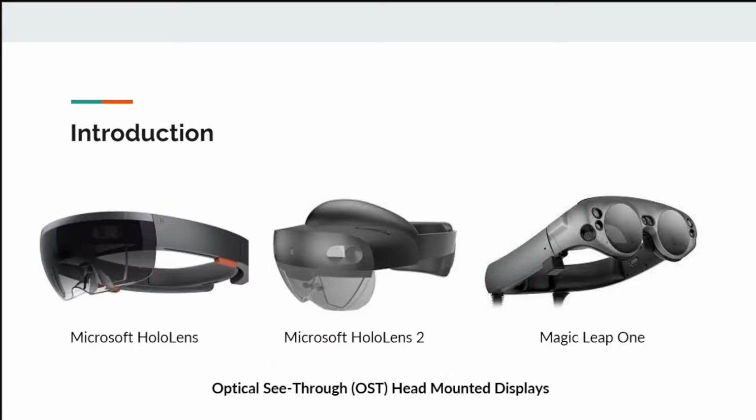Optical see-through augmented reality displays such as the HoloLens 1 and 2 and the Magic Leap 1 use what's known as an additive light model, where light from the display is added and mixed with the light from the user's environment.